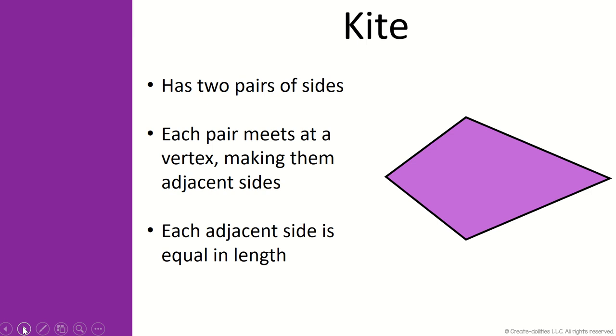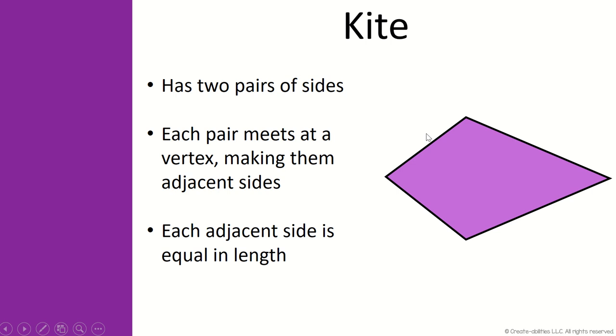Okay, for a kite, it looks just like that. If you look to the side, this could be a kite that you put up in the sky and run with it and let it fly in the sky. It has 2 pairs of sides. Each pair meets at a vertex, making them adjacent sides, meaning the 2 sides meet at a point, and each adjacent side is equal in length.